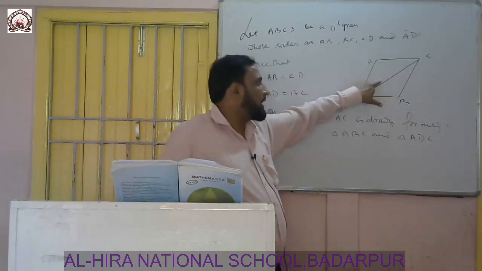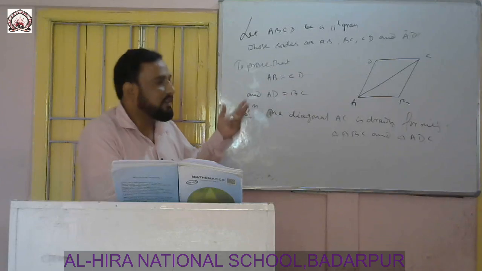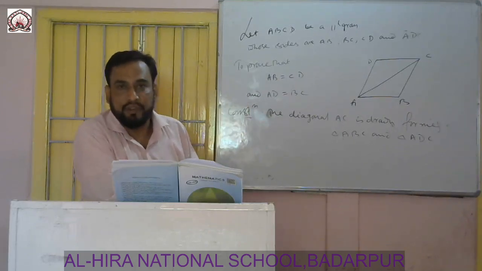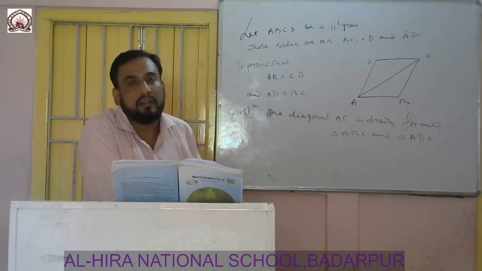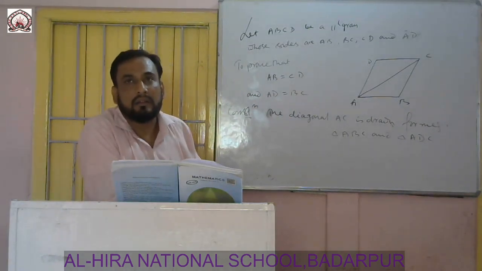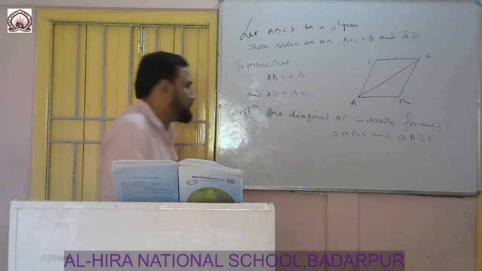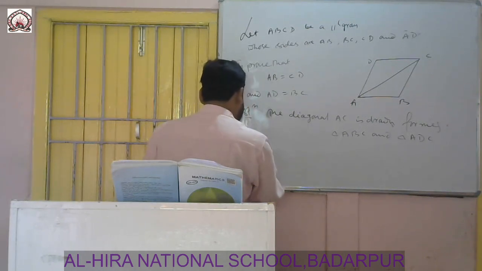After drawing the diagonal, we got two triangles, triangle ABC and triangle ADC. If we can show the two triangles are congruent, then it will be easy to show the opposite sides are equal. Proof.